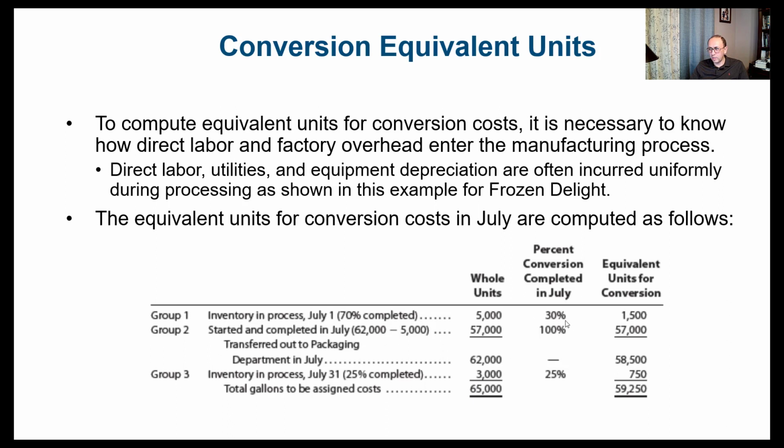Someone would ask me, why didn't we use 70% here? Because these 70% were completed in June. So we're complementing it, it's going to be 30%. Here, this is the inventory that we started in July, but we haven't completed, and we only completed 25%. In August, we're going to do the same thing, but the percentage in August is going to be 75%. So we add these numbers, and that would be 59,250 gallons. These are the equivalent units for conversion.